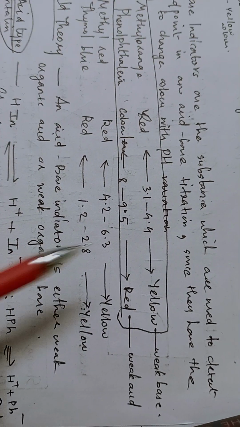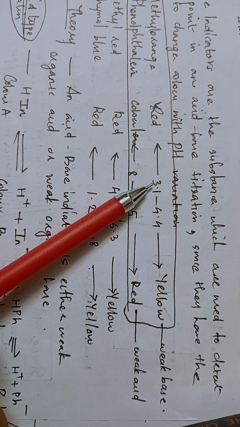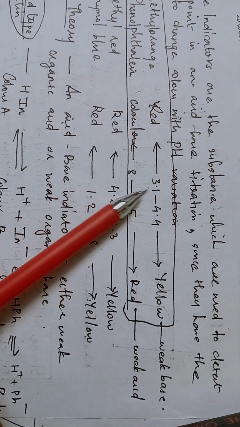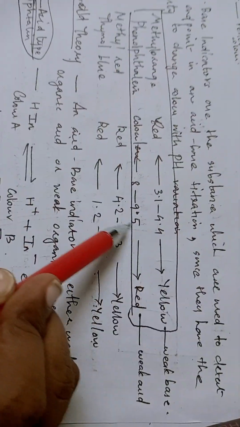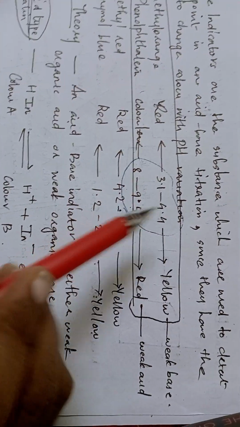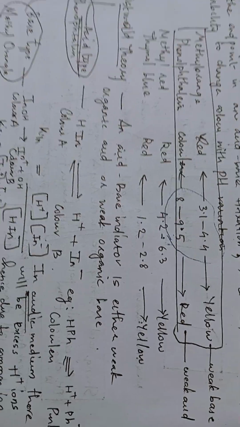The pH variations: when the pH goes down from 3.1, methyl orange shows red color. This range should be known, okay? This is important. Yes. Now Ostwald's theory.